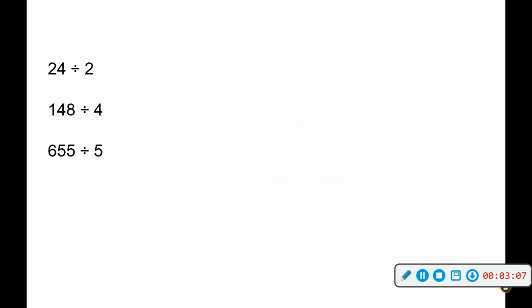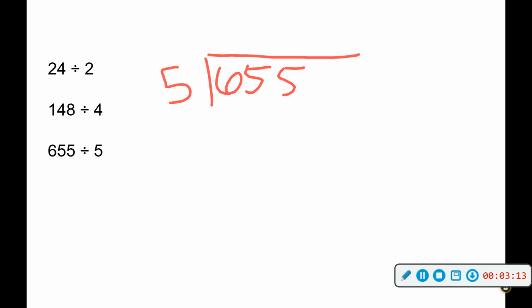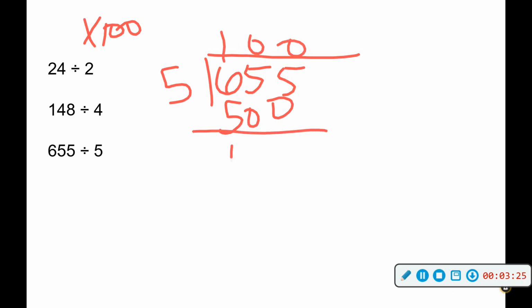Finally, I have 655, and I'm dividing that by 5. How close can I get to 600 without going over? So that would be times 100. That would be 500. So I'm able to take away 100. That would leave 155 left over. That's my remainder.